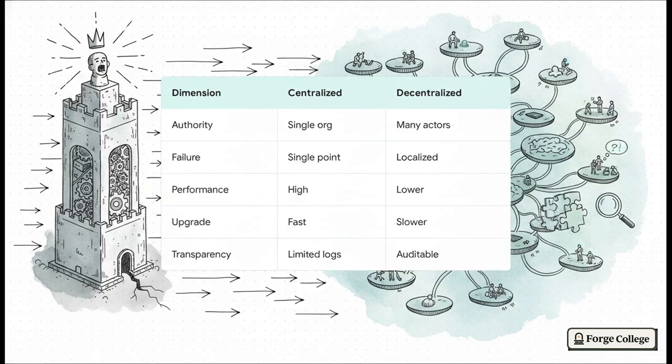Upgrades in a centralized system happen the very second the CEO says so. In a decentralized system, they're slower because they require broad consensus. So you are essentially trading speed and unilateral control for public auditability and extreme reliability.